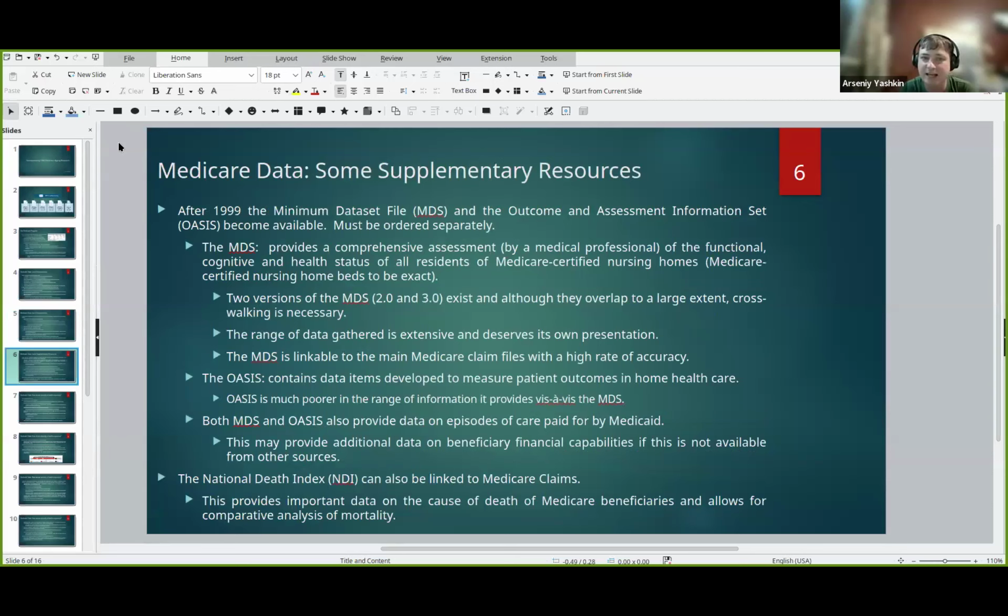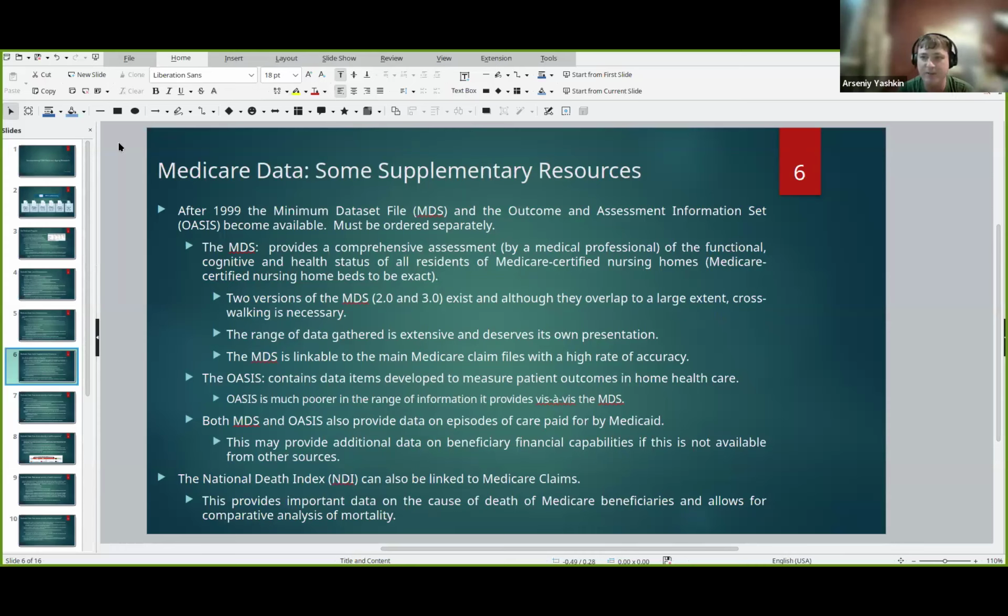In 1999, you also can get the minimum data set file, as well as the outcome and assessment information data set. Each of these is related to nursing home care or home health care. Both are equally important, especially in aging, especially in the study of Alzheimer's disease over time, since one of the things that we learn about is that Medicaid and Medicare started trying to shift care into the home health setting from the skilled nursing facility setting.